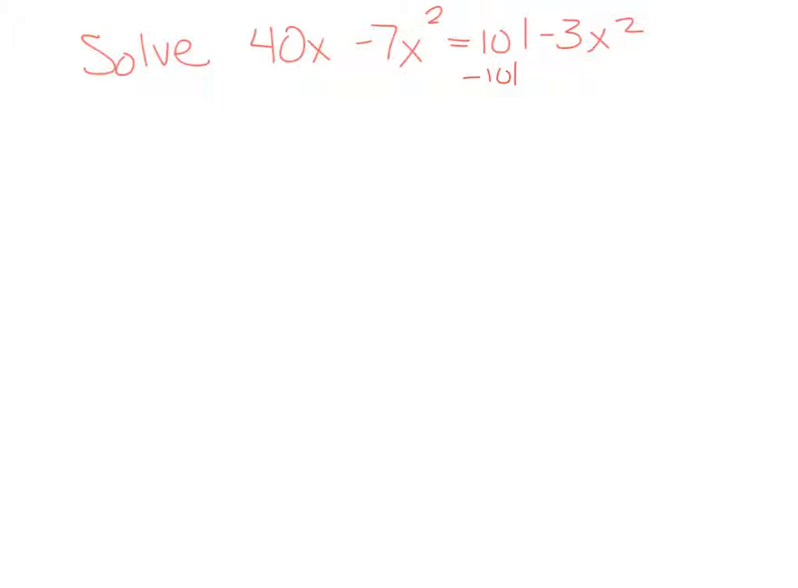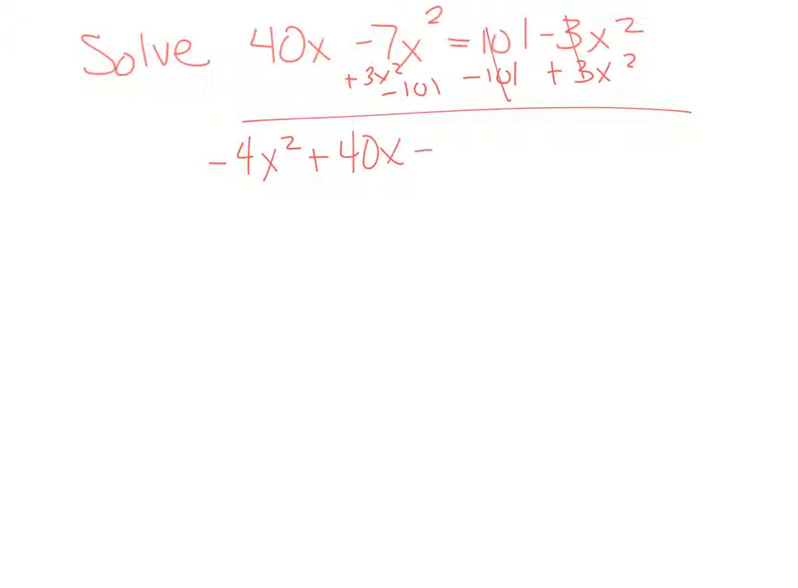So we're going to subtract 101, and we're going to add 3x squared. I should have left room there for my 3x squared. Those cancel. We're going to write this in descending order: negative 4x squared plus 40x minus 101 equals 0. So what is a? A is negative 4.